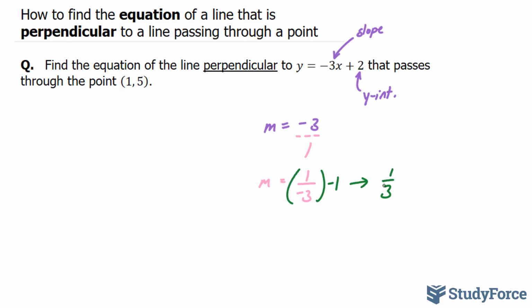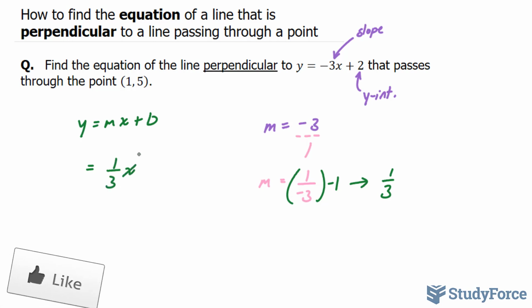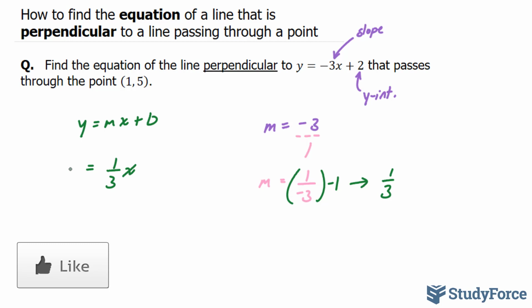Every linear equation has the format y is equal to mx plus b. In other words, you can write any linear model using this format. M represents the slope, b represents the y-intercept. So I'm going to replace my m with the brand new m that I found, which was 1 over 3. I'm going to leave x the way it is, and I'm also going to leave y the way it is, plus b. The last step is to find out what b is equal to.